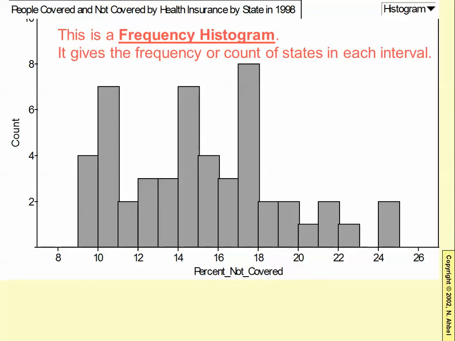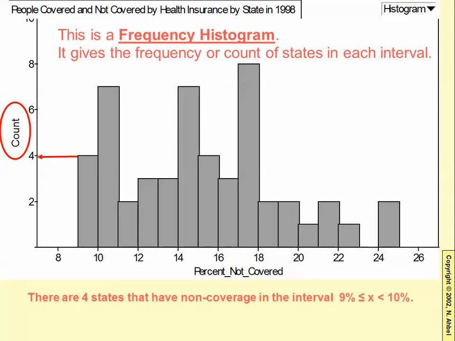This is a frequency histogram. It gives the frequency or count, again frequency and count are synonyms, it gives the frequency or count of states in each interval. So on the left axis is count or frequency. So that bar, the leftmost bar, indicates that there are 4 states that have non-coverage in the interval 9% ≤ X < 10%.